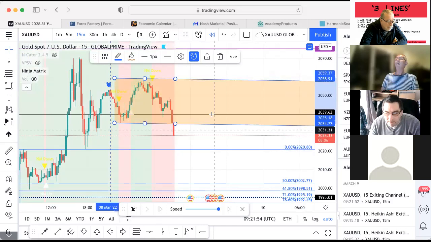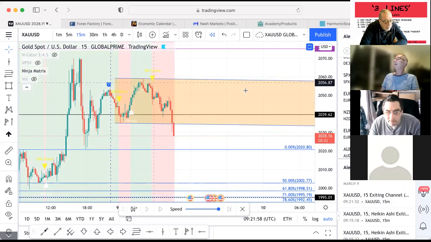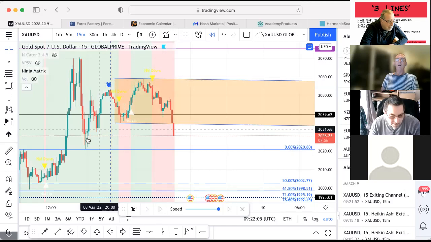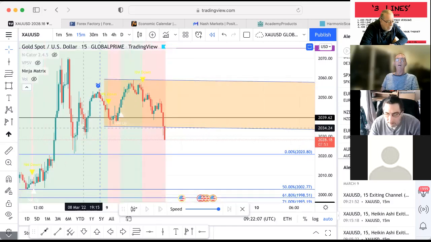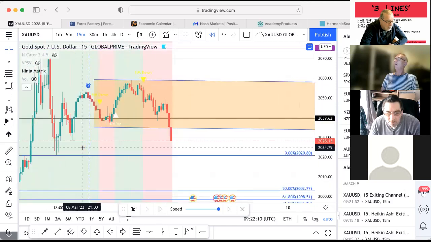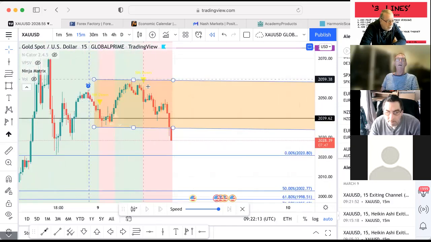Things are moving. Okay, so ignore the fact that my parallel line isn't actually on the horizontal, it's slightly off, but never mind. It's still doing what I need it to do to prove a point. So if we look at the Ninja Matrix, we've got a Ninja Matrix down indicating a sell.